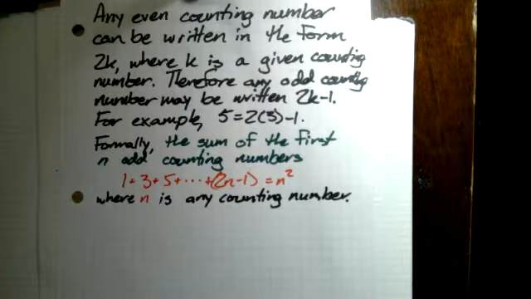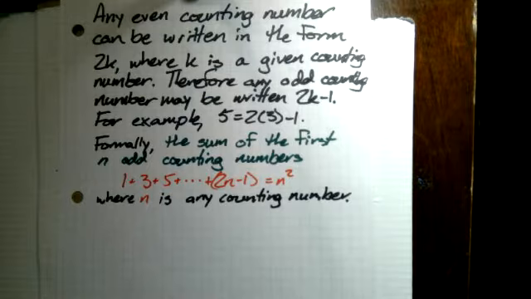Any even counting number can be written in the form 2k, where k is a given counting number. Therefore, any odd counting number may be written 2k minus 1. For example, 5 is equal to 2 times 3 minus 1.